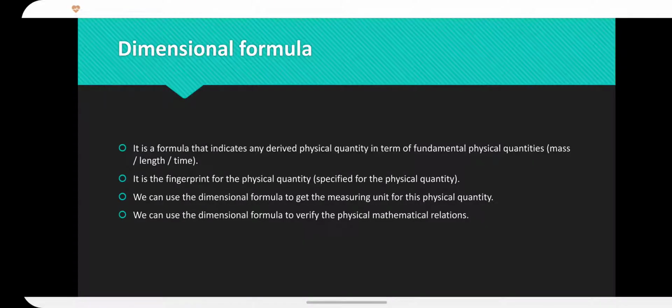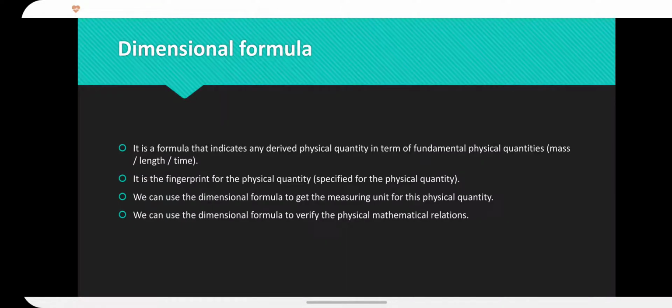Hello everyone. We're going to complete chapter 1, physical measurement. I told you before that we have something called physical quantity. It's anything that we measure in physics. There are two types, fundamental physical quantities and derived physical quantities. Any derived physical quantity must consist of fundamental physical quantities.